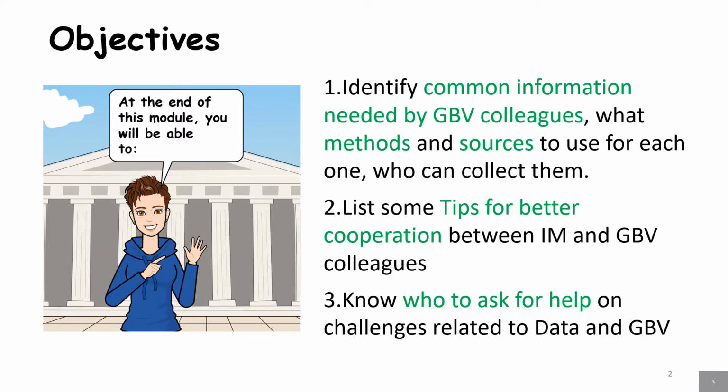At the end of this module, participants should be able to identify common information needed by GBV colleagues, what methods and sources to use for each one, who can collect, list some tips for cooperation between information management and GBV colleagues, and know how to ask for help on challenges related to GBV and data.